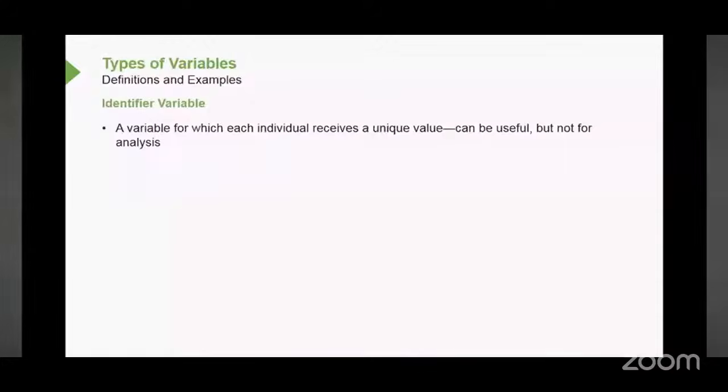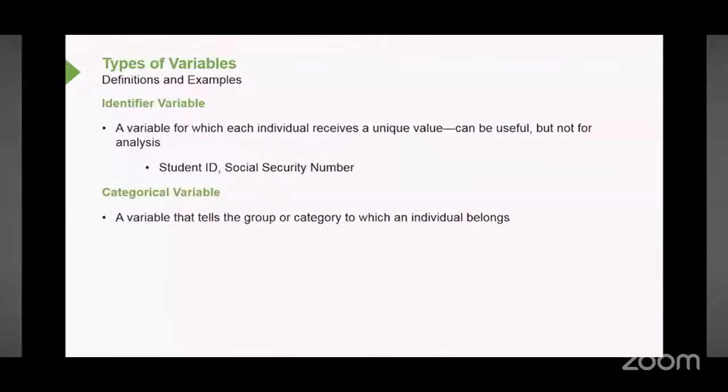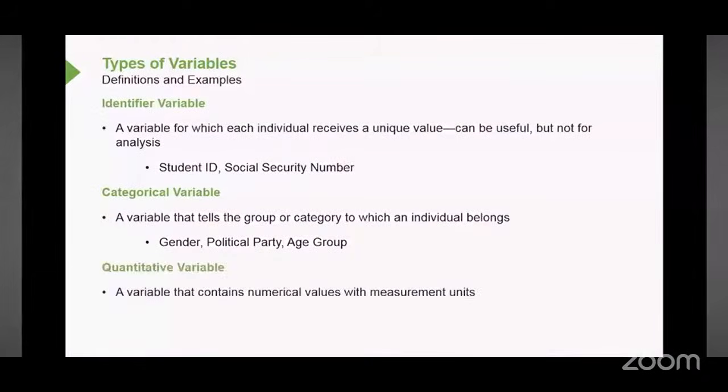One is an identifier variable. And this is a variable for which each individual receives a unique value. And they can be useful, but not so much for analysis. So examples include student IDs and social security numbers. Categorical variables are variables that tell the group or category to which an individual belongs. So gender, political party, age group are all categorical variables. And a quantitative variable is a variable that contains numerical values with measurement units, or which have a meaningful numerical value. So speed, age, and weight are examples of quantitative variables.